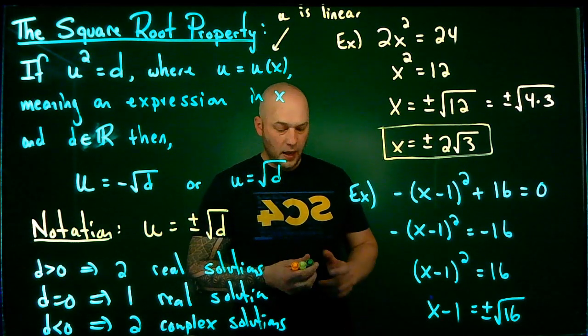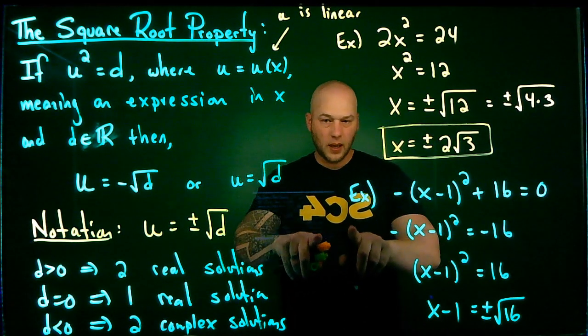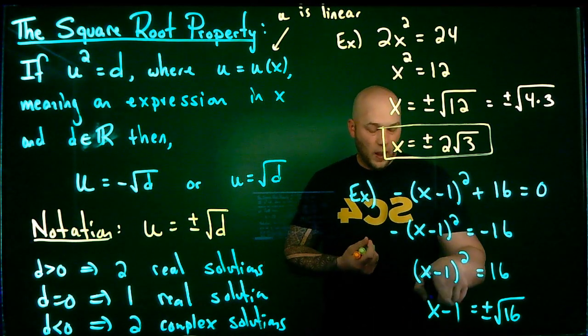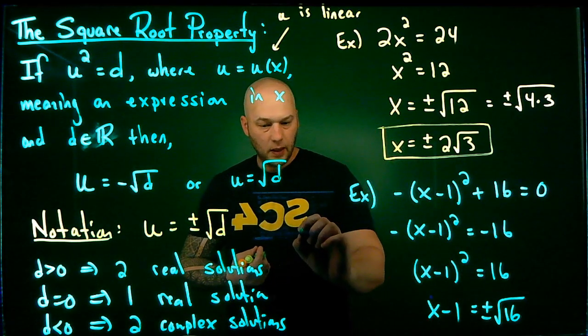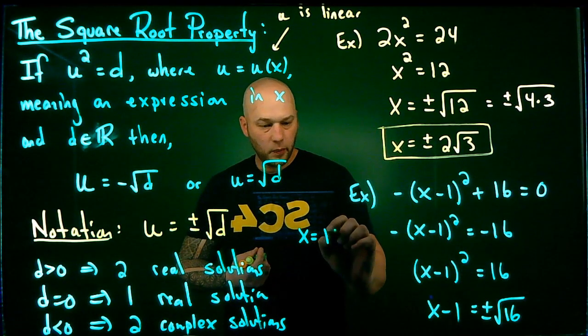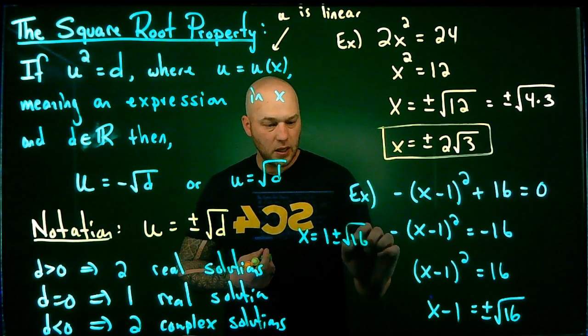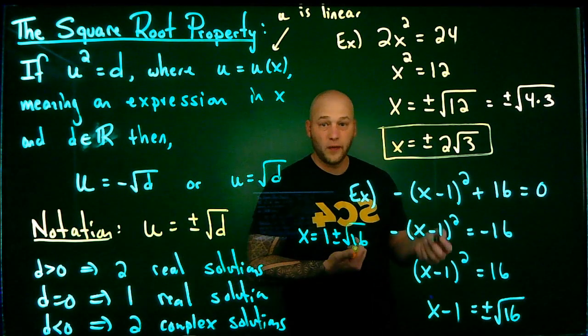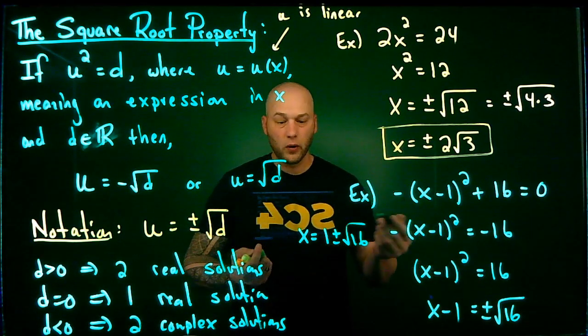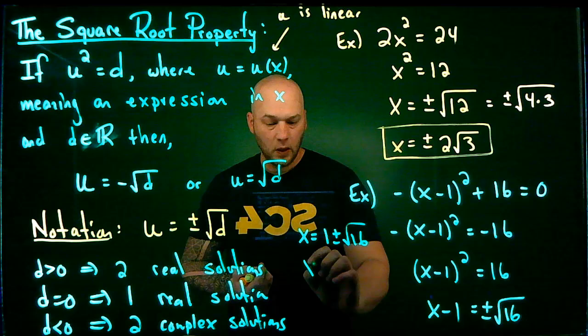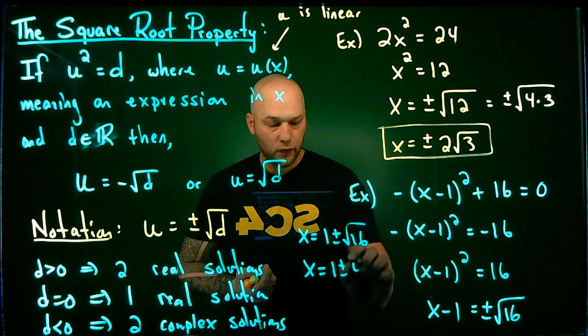All right, then there's a couple of steps. I'll just put them right here. I can add 1 to the other side. X is equal to 1 plus or minus the square root of 16. Now, of course, 16 is a perfect square. Therefore, the square root of 16 would be 4. 1 plus or minus 4.